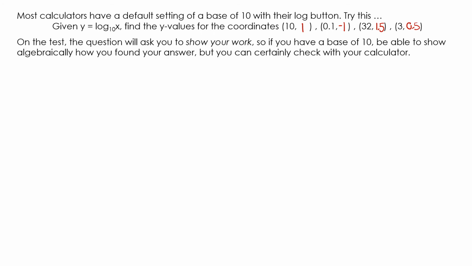On the test, the question will ask you to show your work. You get to use your calculator for your test, and if your calculator is a base of 10, just be able to show algebraically how you found your answer. But you can check with your calculators. And that's been the case for the whole year, right?